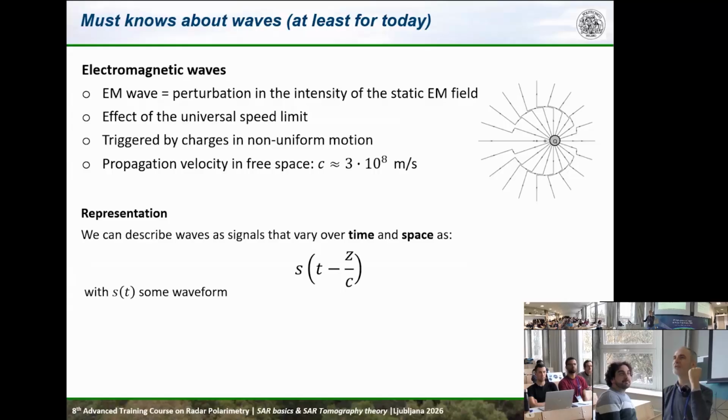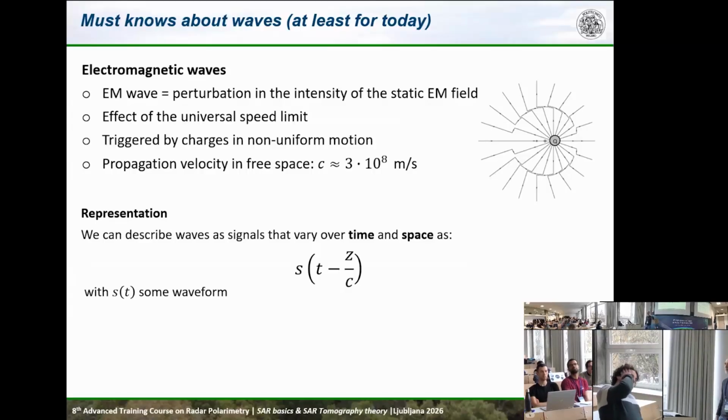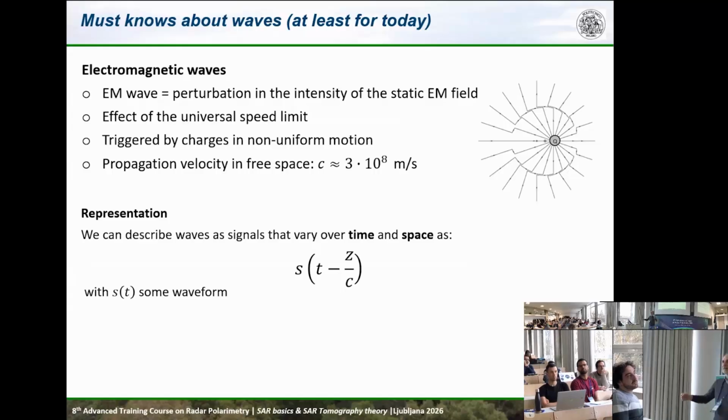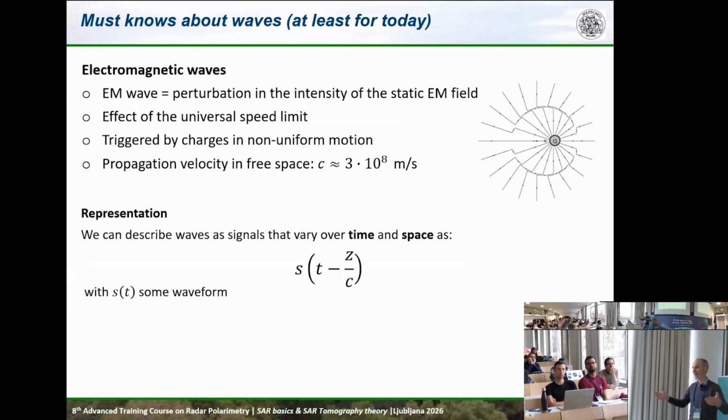So it's a perturbation of a static field. It is an effect of the universal speed limit. It is always triggered by charges that are moved in a non-uniform way. So just imagine shaking a charge and you are producing waves. This is exactly what happens with an antenna. You plug in an antenna, the antenna is shaken, and this produces waves. And the propagation velocity in this case is the speed of light, which is also the fastest thing that we know.